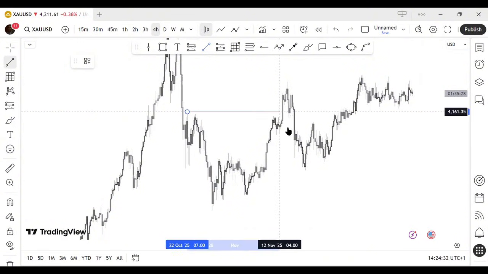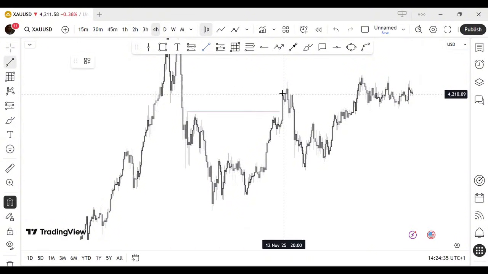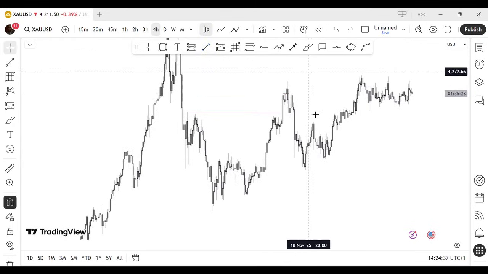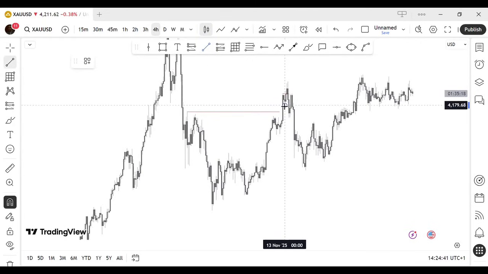Now, after that major break, you can see what we have here. We had a sweep of liquidity off this high, and also we have a break of structure off this low, giving us what? A high probability key level, right? It must sweep liquidity, it must break structure, right?